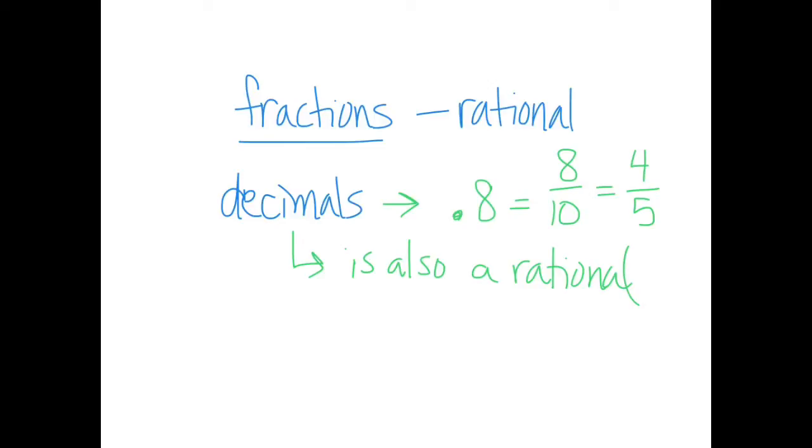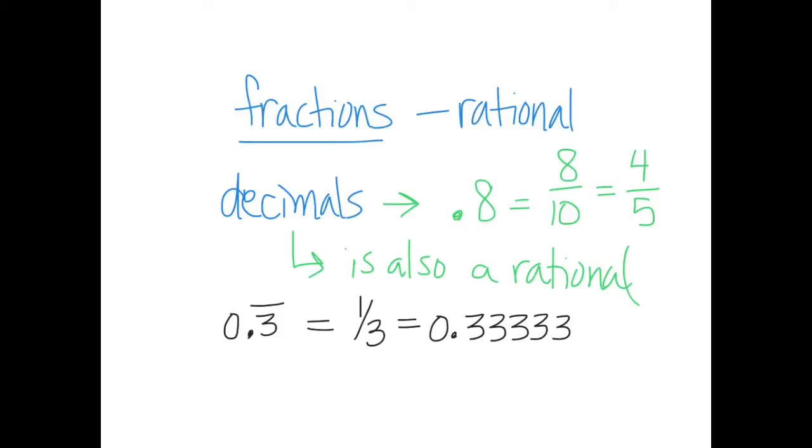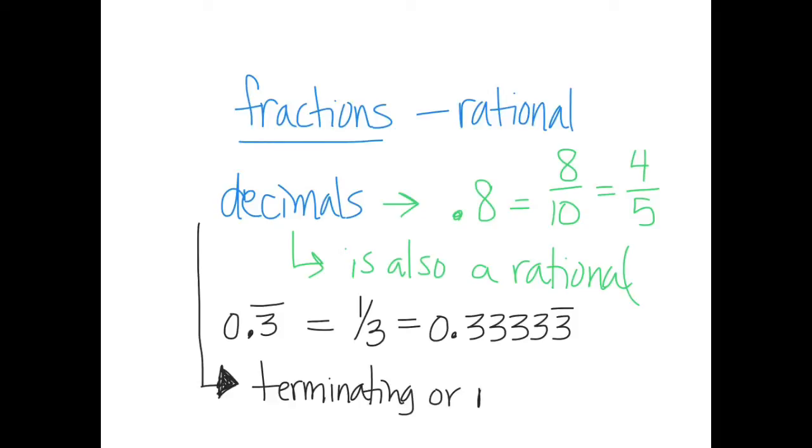But what about the decimal 0.3 repeating? Well, if you've ever taken 1 divided by 3 and put it into a calculator, you would get something like this, right? It goes on forever and ever and ever. So 0.3 repeating is the same thing as 1/3, which is a fraction. So let's talk about decimals really fast. Decimals are rational numbers as long as they are terminating decimals or repeating decimals.